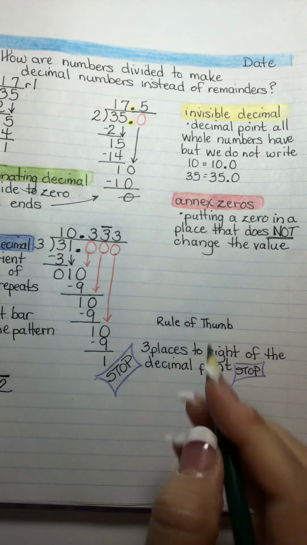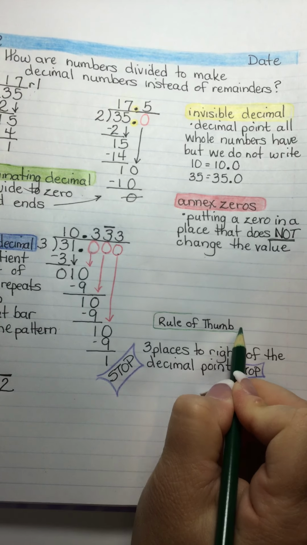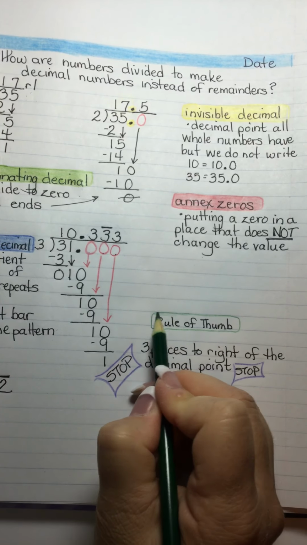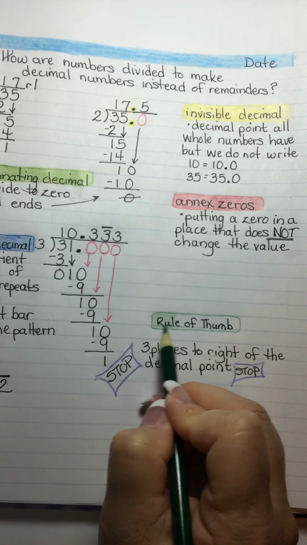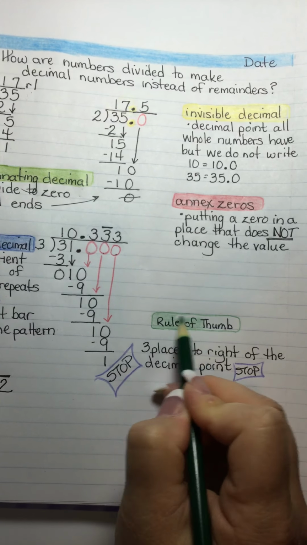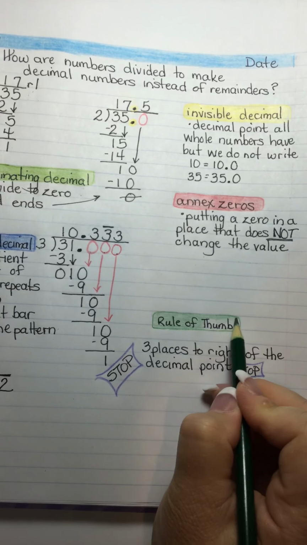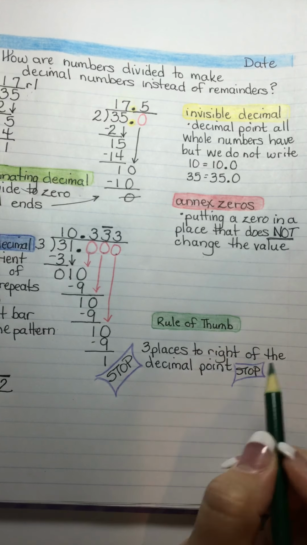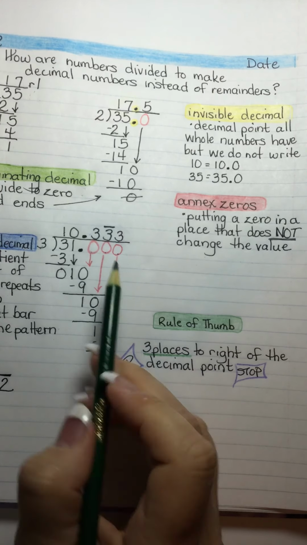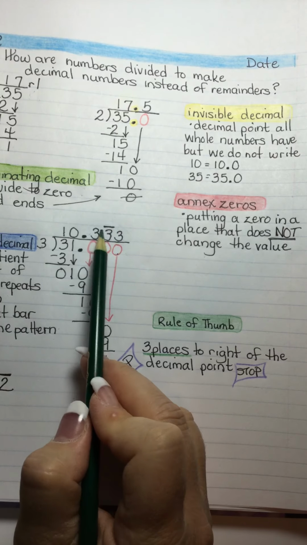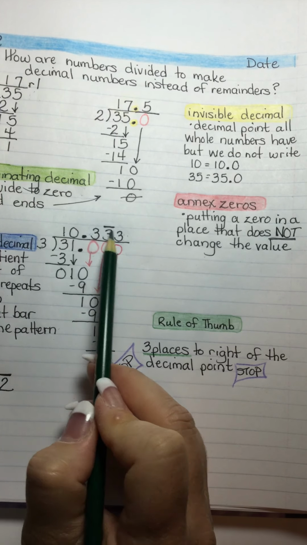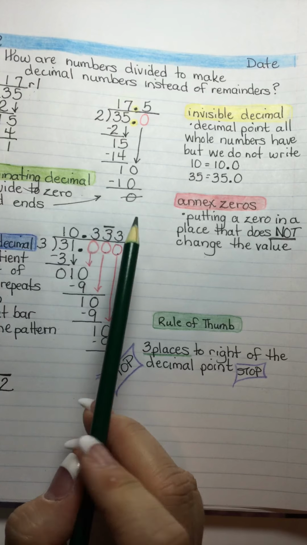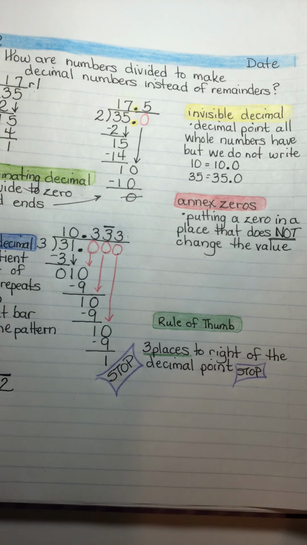So the little rule of thumb that we're going to use is that once you've gone 3 places for most problems to the right of the decimal, you've gone far enough for me. When you get older, you may want to talk to whoever your math teacher is and ask them how far they want you to go. But for me, 3 places to the right of the decimal point. 1, 2, 3. And regardless of what these numbers end up being, they could have a pattern like these do, or they could not have a pattern. You still go 3 spots. And that's far enough for me.